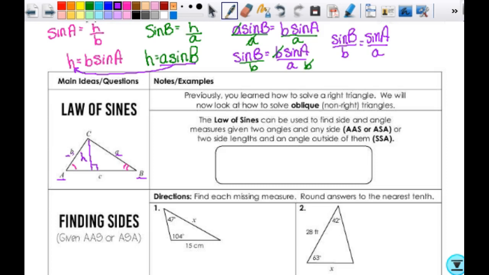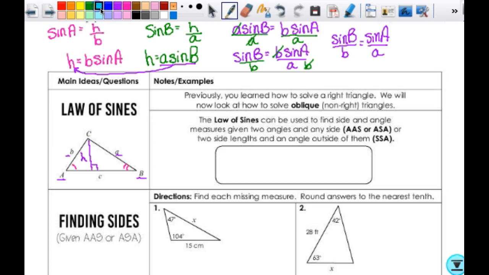Now, because this works, if we were to draw the height in differently and do all the work, then this would also be equal to the sine of C over c. So it all works out nicely. This is what your law of sines looks like.